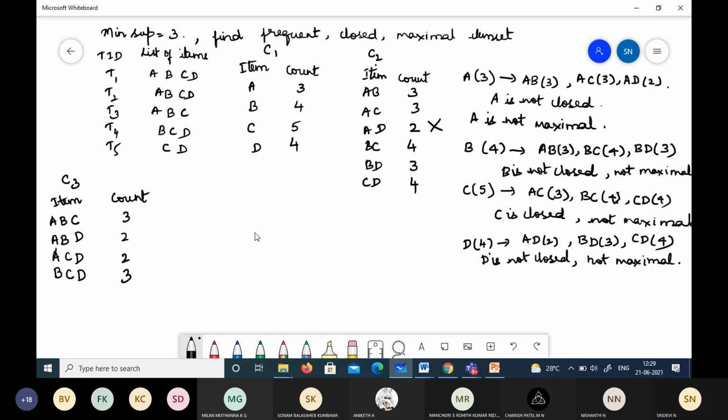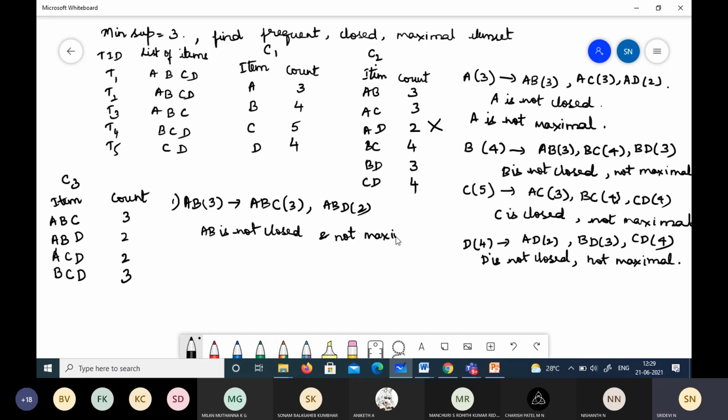So if we move on further like this, if we take AB now, AB with count 3, we will have ABC whose count is 3, ABD whose count is 2, immediate supersets, isn't it? Now here again, AB is not closed and also not maximal, because we have one item with support count equal to this.